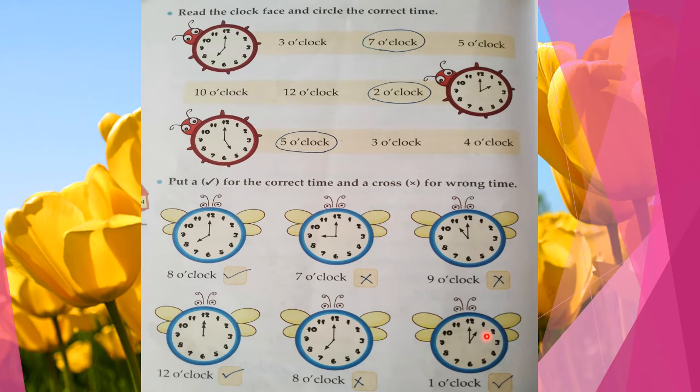Next clock, longer hand 12 and shorter hand 1. So the timing is 1 o'clock, and it is written 1 o'clock. So this one is correct. Okay. So this question is completed. Next page.